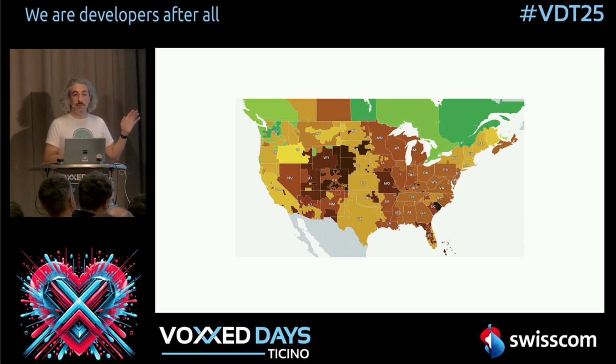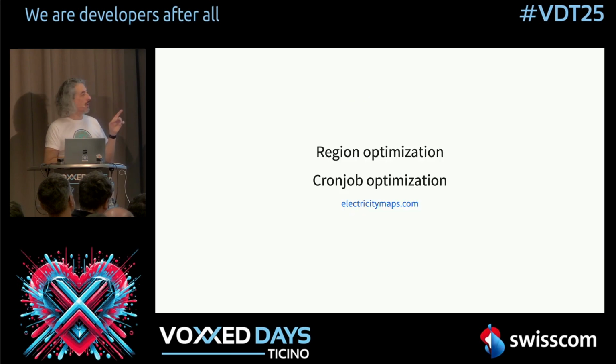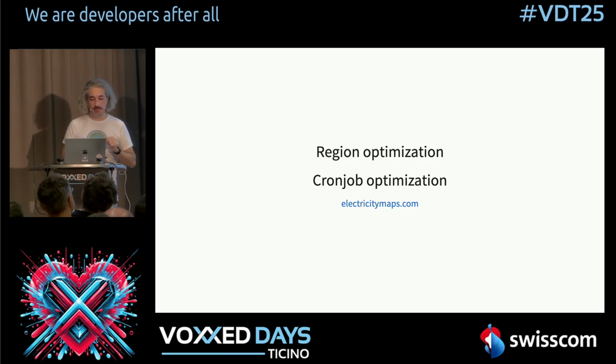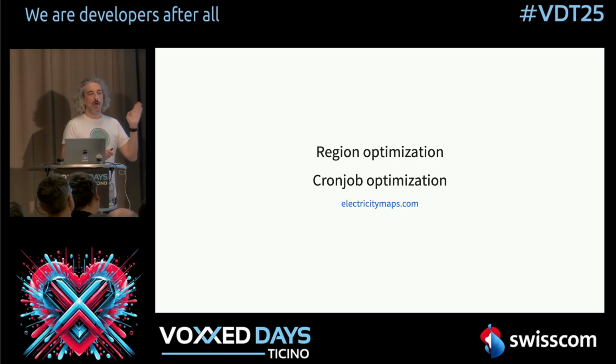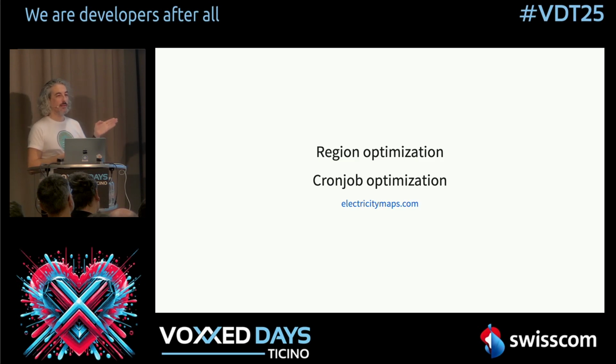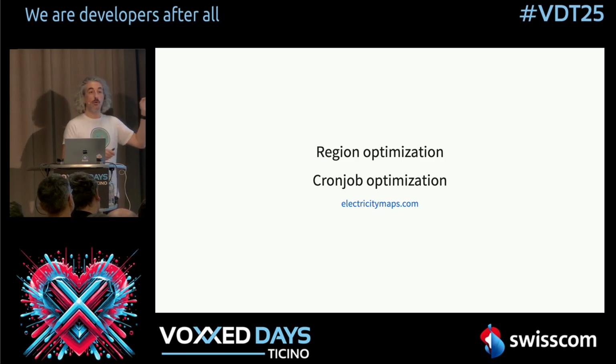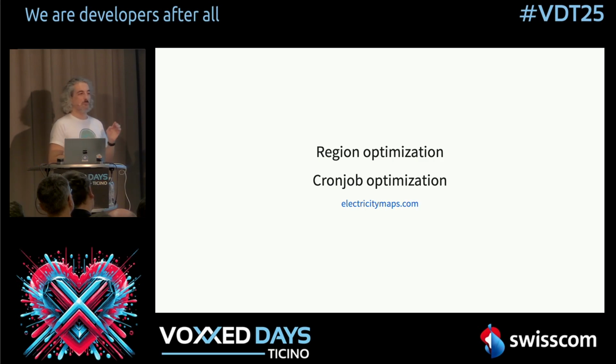Region is one, but the other one you can see here is per hour. So what we're thinking about doing is cron job optimization. The URL is that. Why are we all running cron jobs at 1 a.m. in the morning when the cleanest energy is at noon? So this is one thing we're looking at. We're not going to save any money, but we're going to have less emissions.